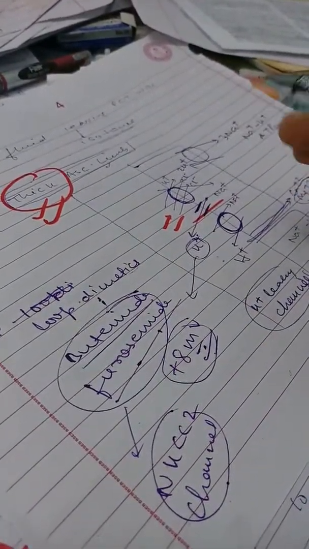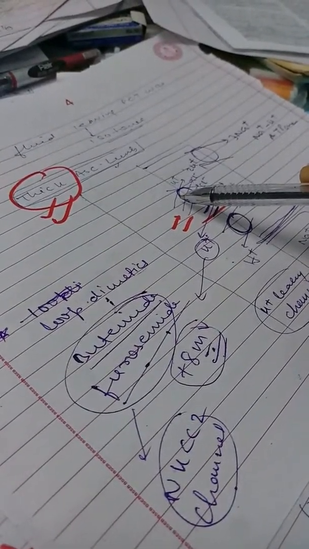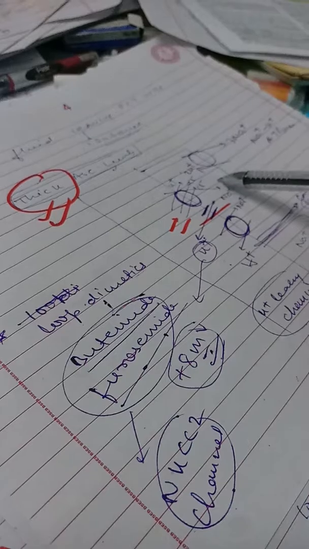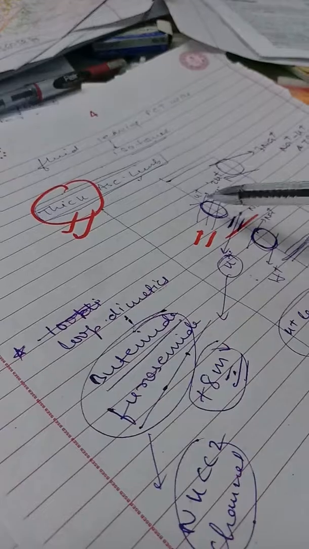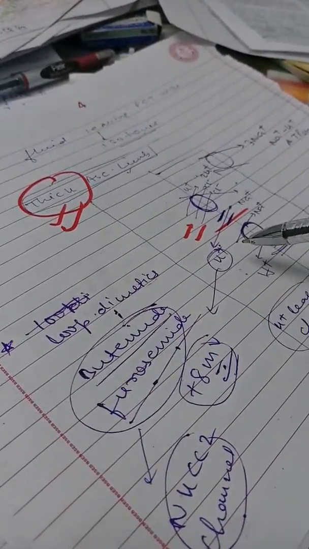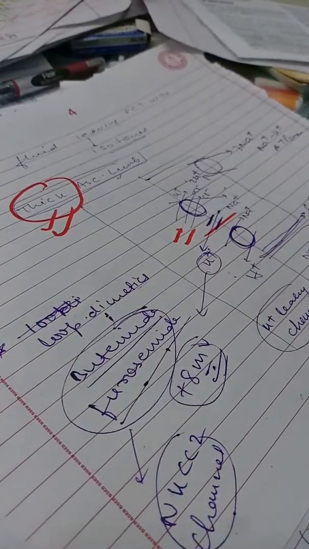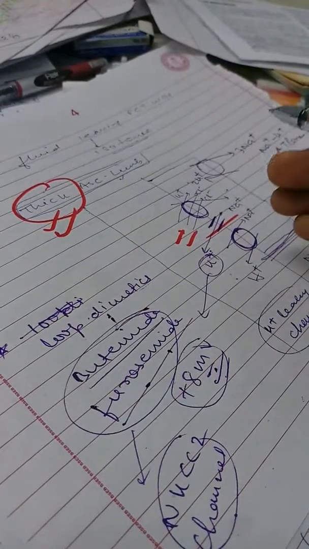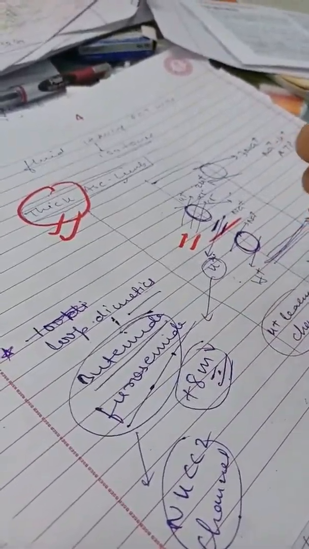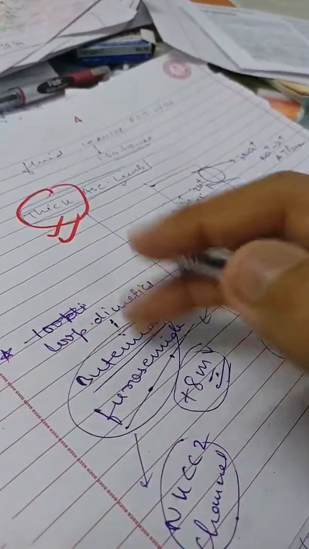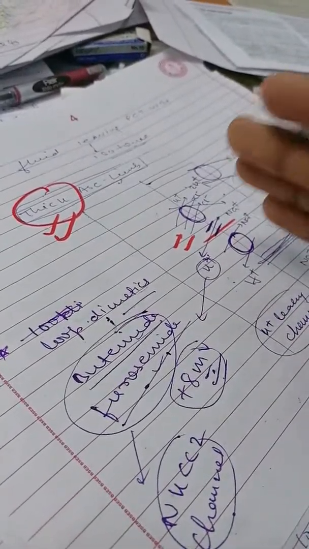Then, if NKCC2 is blocked, the osmotically active particles will not enter the cells of the thick ascending limb. So these osmotically active particles will remain in the lumen. As we know, where there is the presence of osmotically active particles, there will be water, so water will be present more in urine. This is known as a diuretic. It will increase the amount of water in the urine. In this way, bumetanide and furosemide increase the water in the urine.